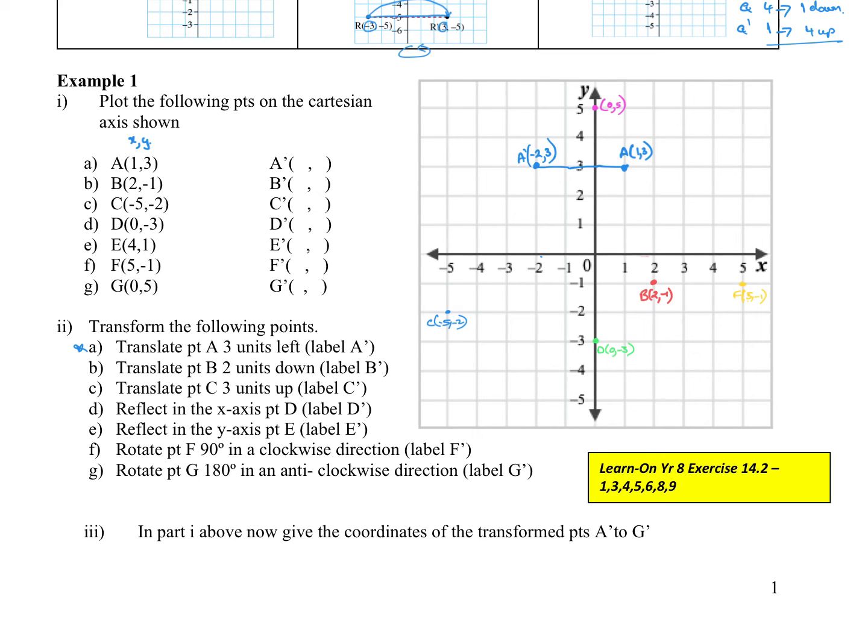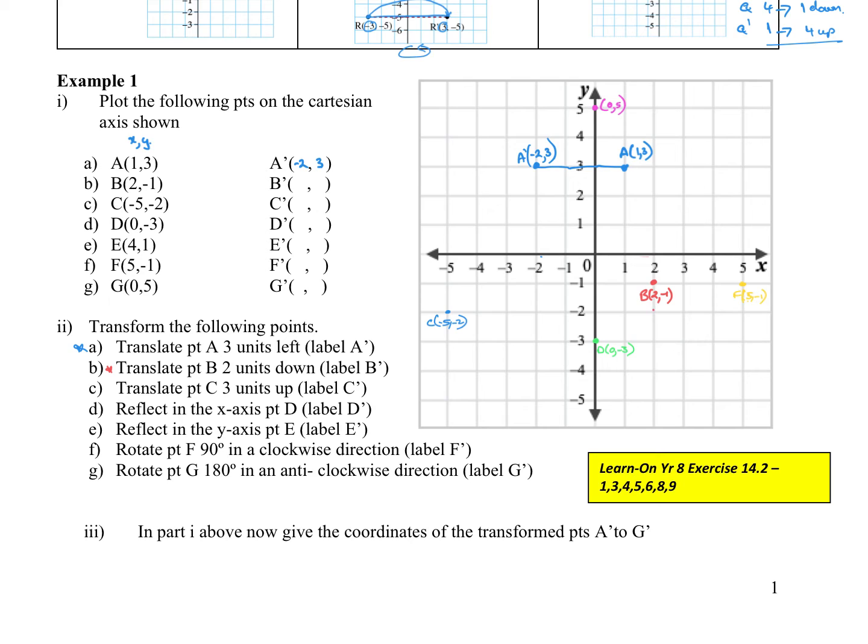Okay, so we've done that one. And what we can do, we can write that coordinate in here straight away. We're at -2, 3. B is in red. What do we have to do for B? Translate the point B 2 units down and label B dashed. So here's the point B here at 2, -1.